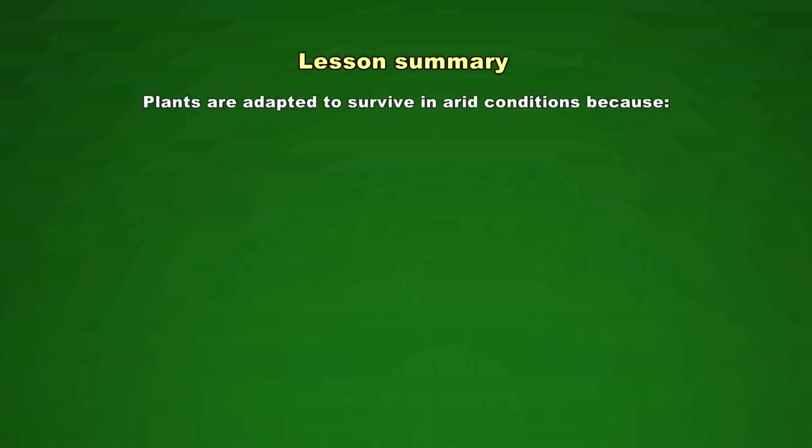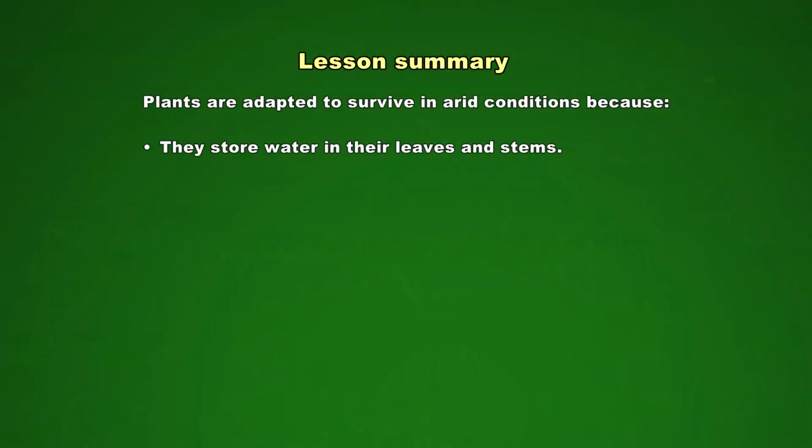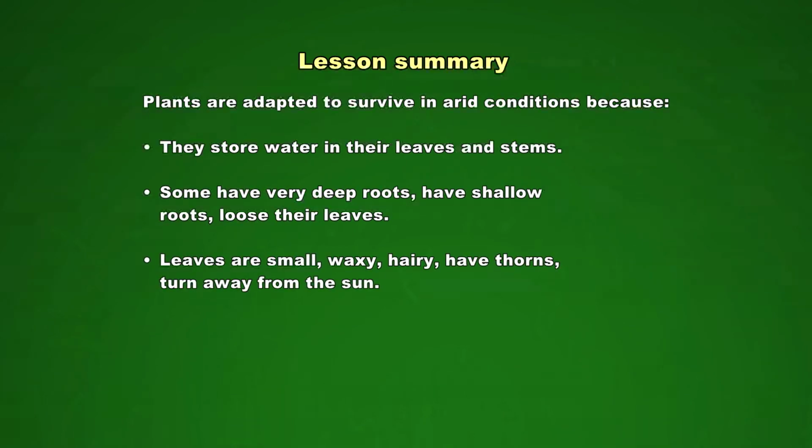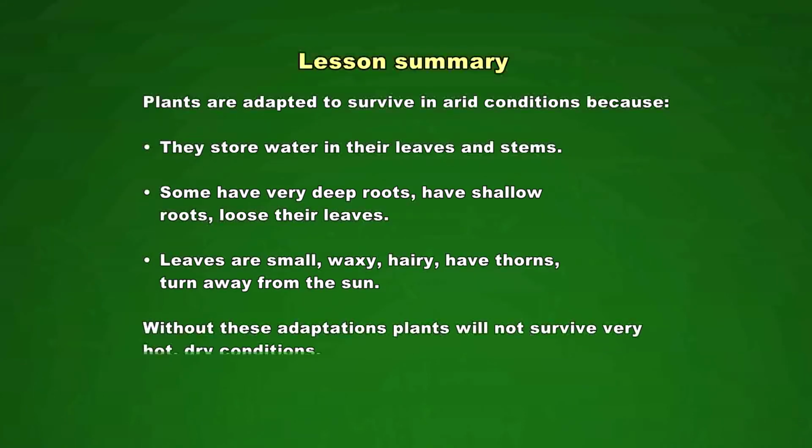Let us have a look at what we learned about the adaptations of plants to arid conditions. Plants are adapted to survive in arid conditions. They store water in their leaves and stems. Some have very deep roots, have shallow roots, lose their leaves. Leaves are small, waxy, hairy, have thorns, they turn away from the sun. Without these adaptations, plants will not survive very hot, dry conditions.